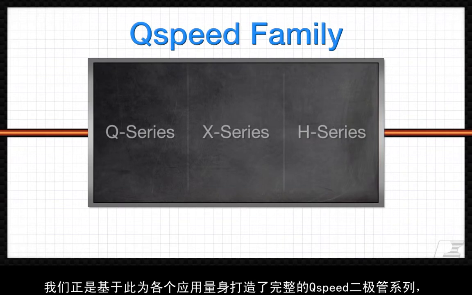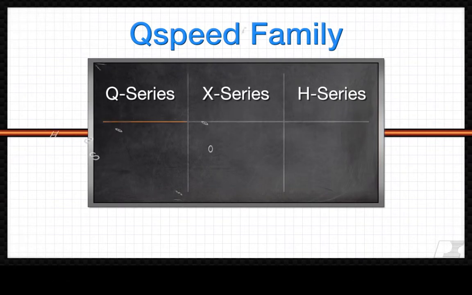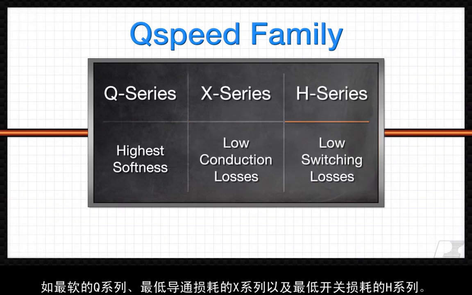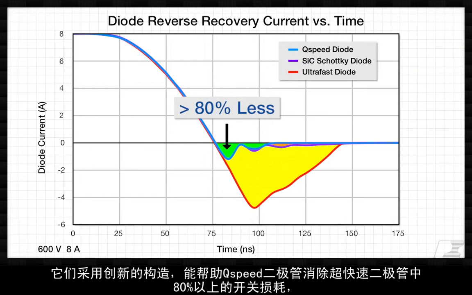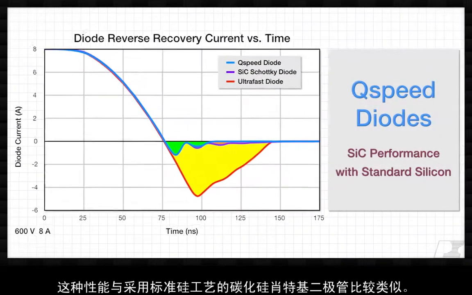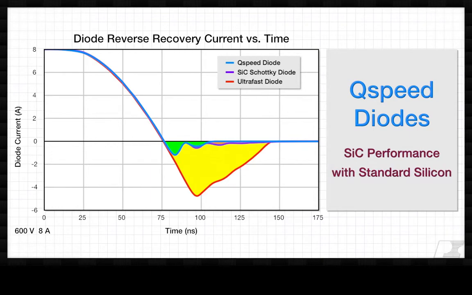This leads to our entire QSpeed family, with diodes customized for every application, like the softest Q series, lowest conduction loss X series, and lowest switching loss H series. Their innovative construction helps QSpeed diodes eliminate more than 80% of switching losses seen in ultrafast diodes, while maintaining excellent softness to reduce EMI noise. That's performance similar to silicon carbide Schottkys in a standard silicon process.